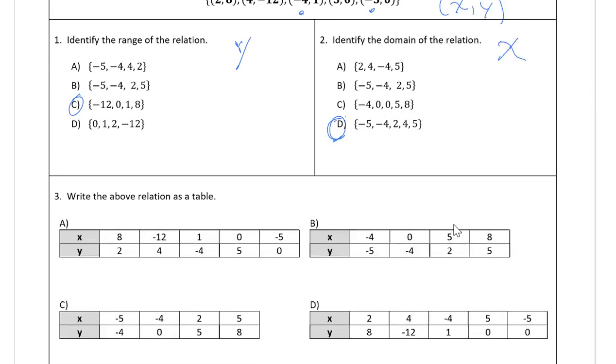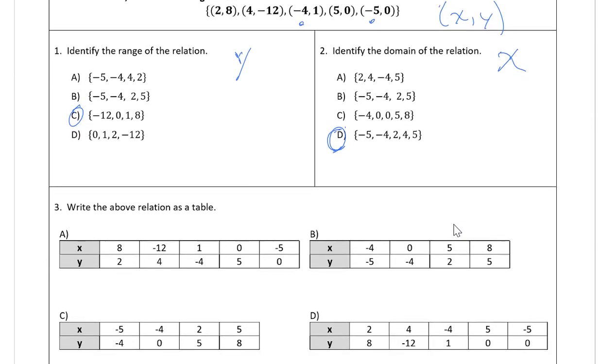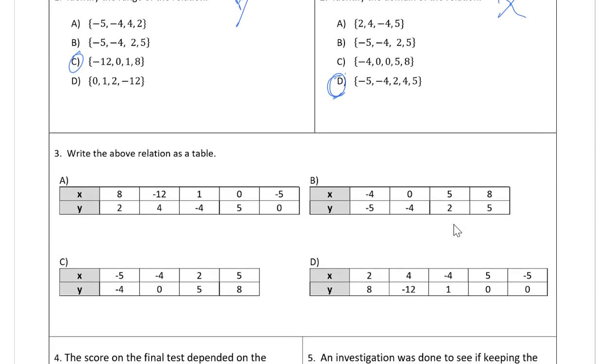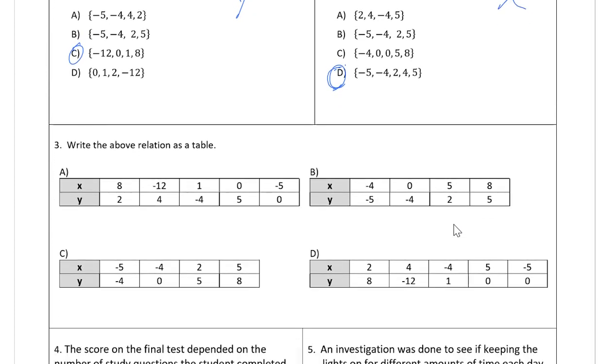Okay, writing as a table here, we're just making sure the x's are with the correct y's. If we're looking, the only one that even remotely matches up here, so with that 2 going with the 8, would be choice D.